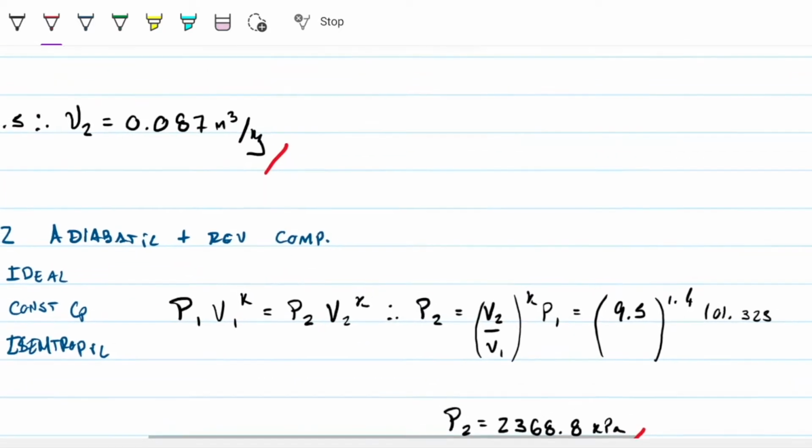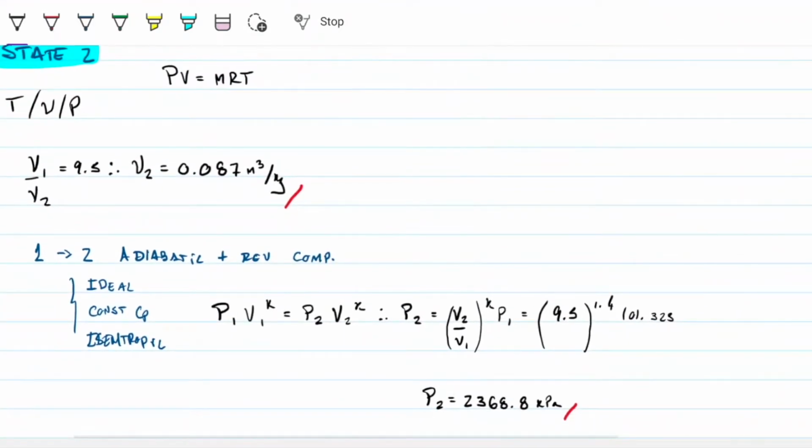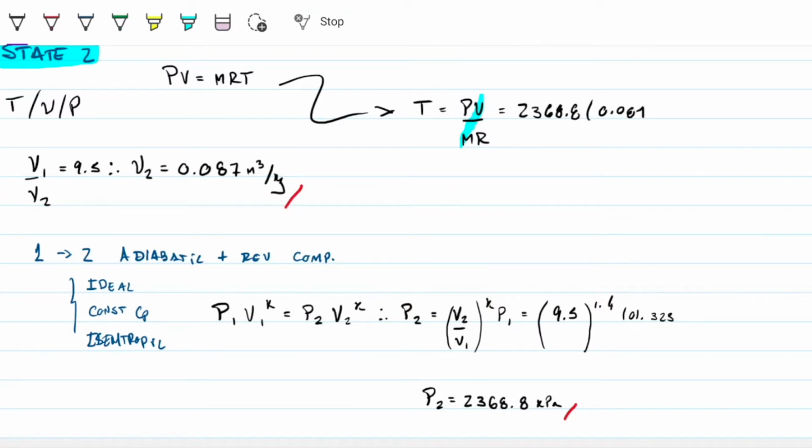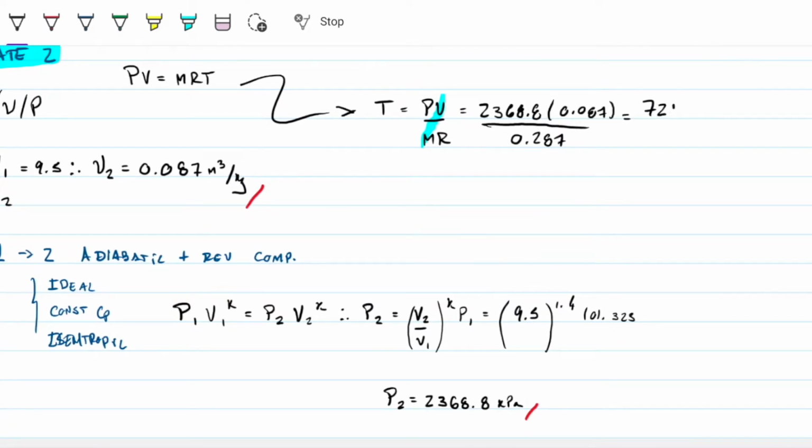So these are the things we're looking for, and like I said before, we now have two of them. Then temperature is trivial because we can just use the ideal gas law. Temperature will just be PV divided by R. We have specific volume and everything else. So 2,368.8 times 0.087 divided by 0.287 gives us about 721.1. Cool, so state 2 is done.